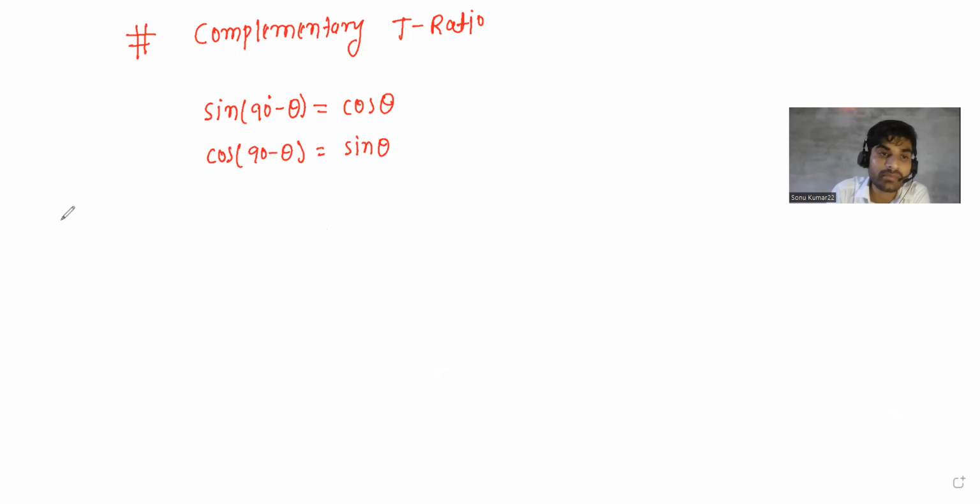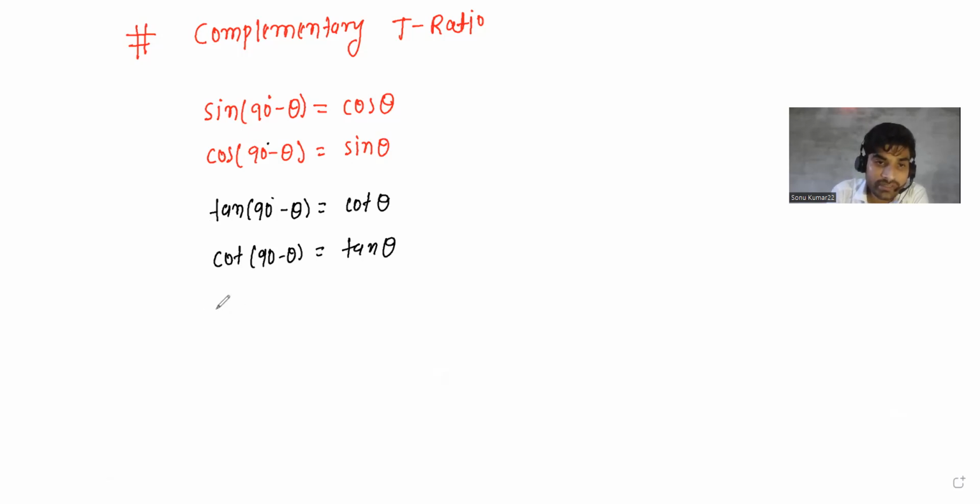Now talking about the other types, like tan and cot, and sec and cosec. Tan 90 degree minus theta is equal to cot theta. If you see the table, tan 60 degree and cot 30 degree are the same, because both are complements of each other. 60 plus 30 is 90. So tan 90 minus theta is cot theta, and cot 90 minus theta is equal to tan theta. This is another pair.